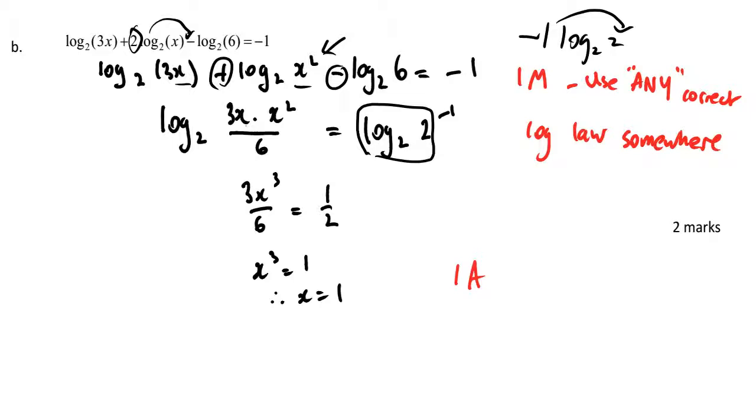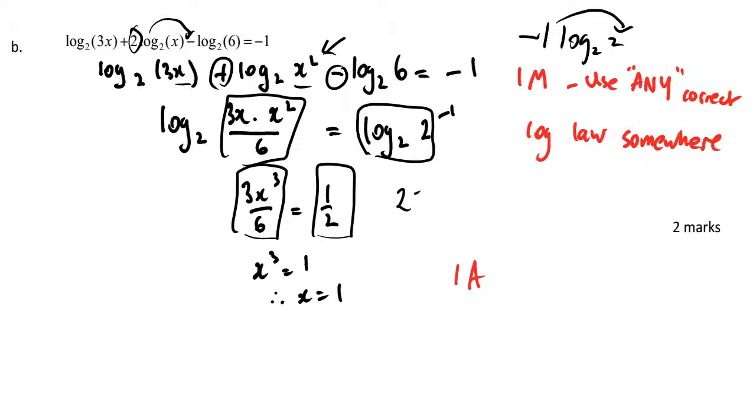Well, what that means is that now we can equate these two to each other. So we can say that 3x cubed over 6 must equal 1/2. Why 1/2? Because 2 to the minus 1 equals 1/2. Once we've done that, it's just a matter of rearranging, and so we get x cubed is equal to 1, and then we take the cube root of both sides and we get x is equal to 1.